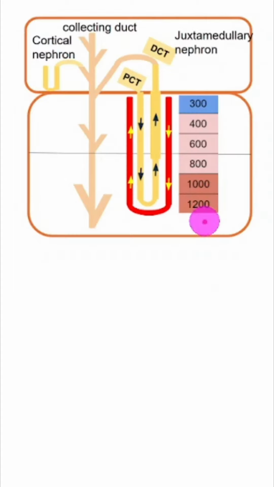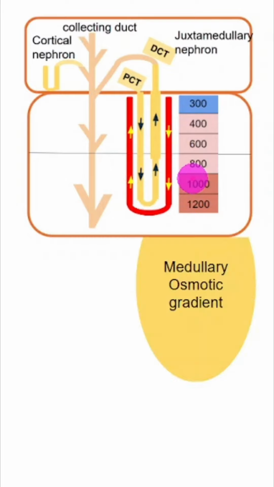So high solute concentration is maintained by the kidney, specifically the juxtamedullary nephrons. This diagram shows the cortical nephron and the juxtamedullary nephron. If you compare the loop of Henle, this is very short, but in this case the loop of Henle goes deep down in the interstitium, and the red tubules are the vasa recta. This countercurrent mechanism helps to create this concentration gradient.